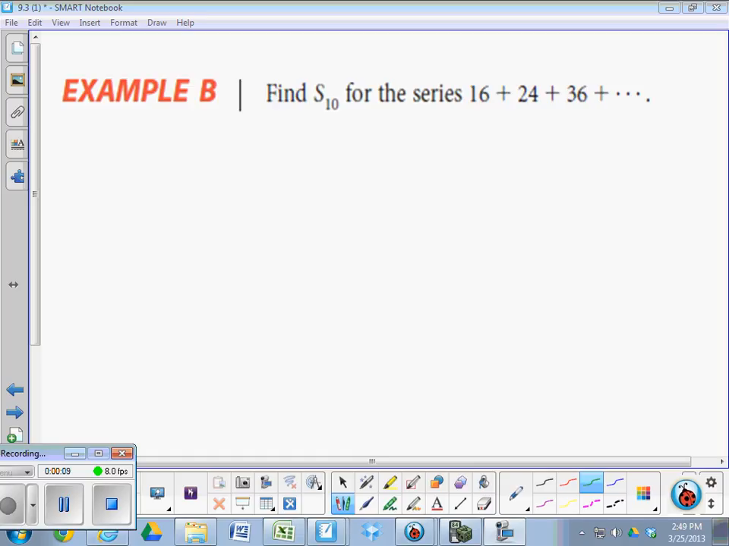Yes, yes. Thank you. We have example B in section 9.3. Example B says, find S10 for this series. What's going on here? What does S10 mean? It didn't say sum of the first 10 terms, and they are correct. Not an infinite number of terms, but just the first 10 terms.